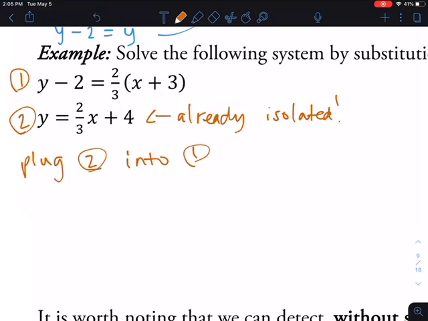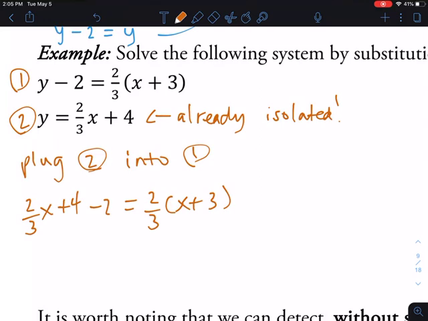Okay, hang on, let me back up. So we have y in equation 1. It's going to be something for y minus 2 is equal to the rest of it. That's what I'm saying. Just like all the other times. And now I can plug in what y is equal to, which is 2/3 x plus 4. Okay?